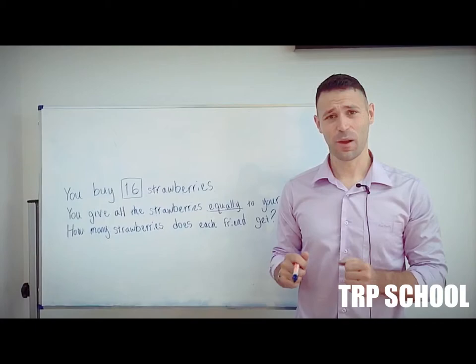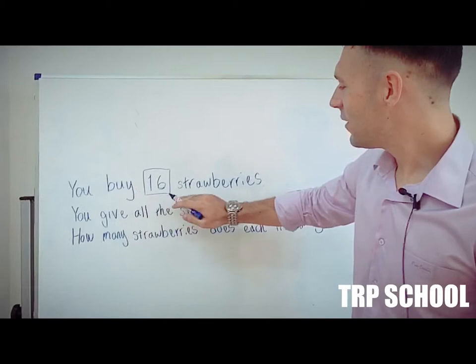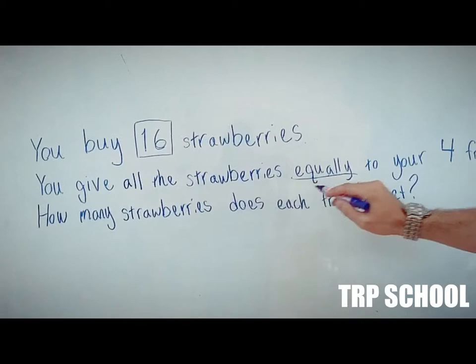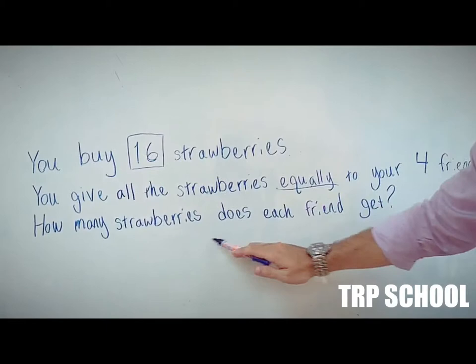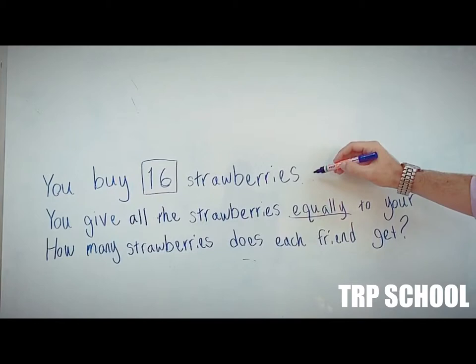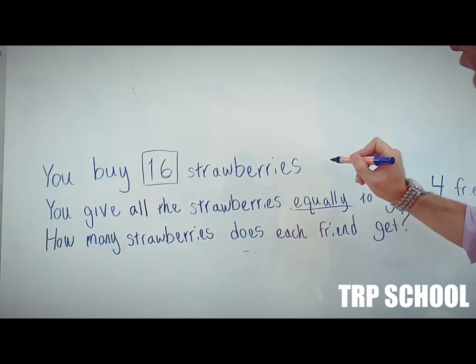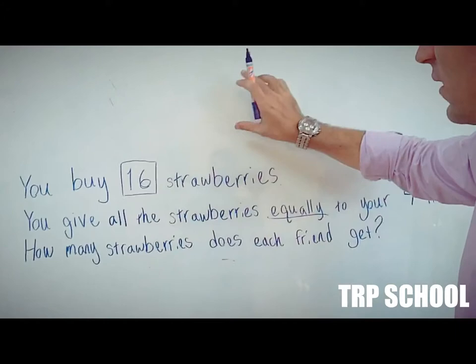You buy 16 strawberries. You give all the strawberries equally to your 4 friends. How many strawberries does each friend get? Okay, let's read our first sentence one more time. You buy 16 strawberries. So, I know that my total number is 16, and because I want to see what I'm doing, I'm going to draw 16 little circles for each strawberry.